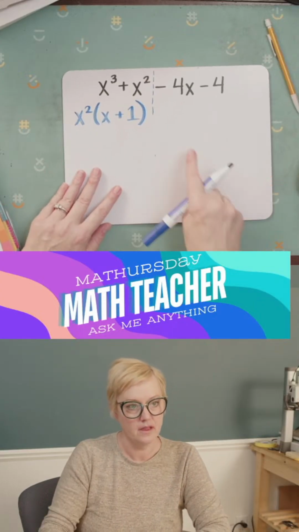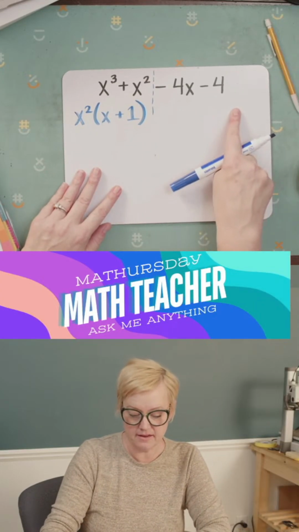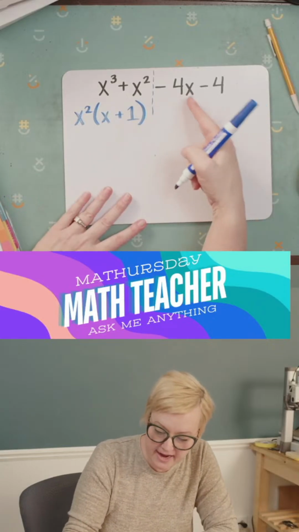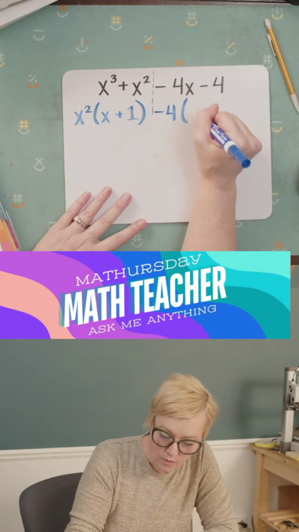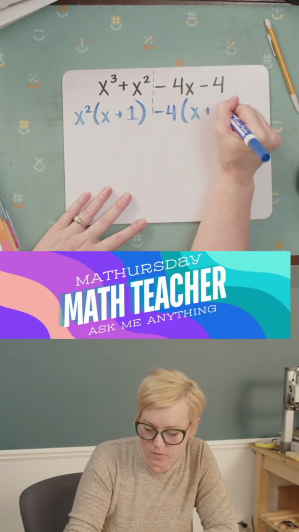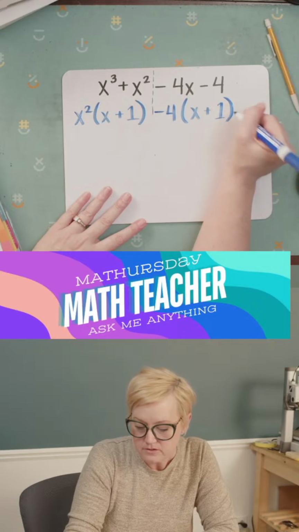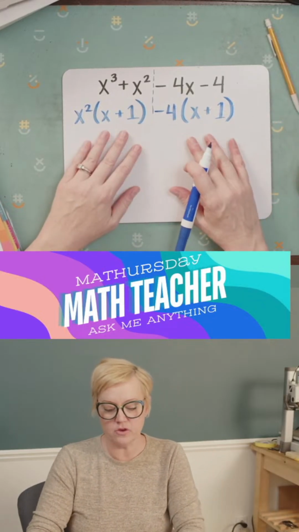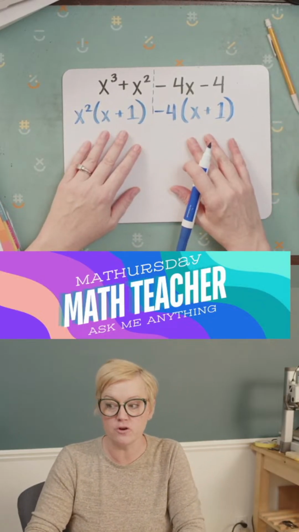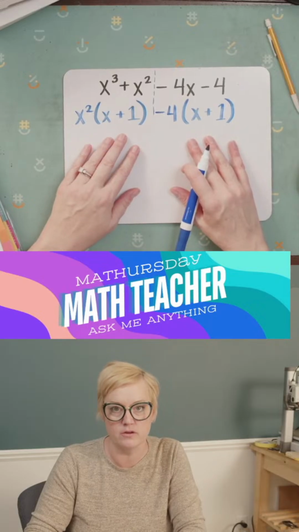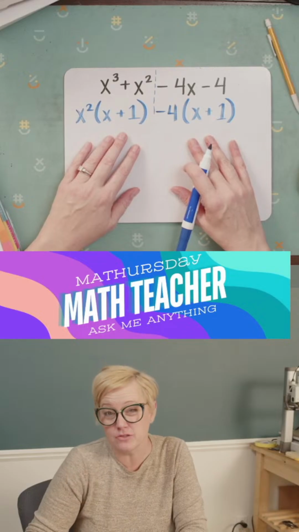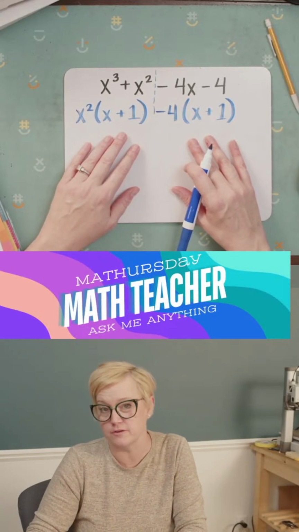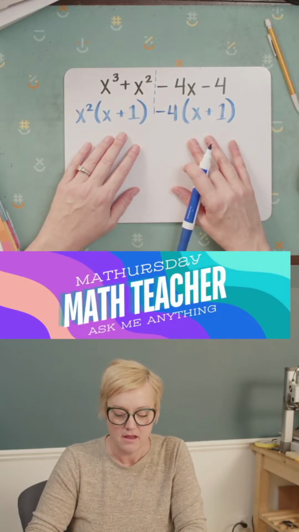Okay. Over on this side, I'm going to take out a negative 4 because they're both divisible by negative 4. And what I'm left with is x plus 1. So factoring by grouping is one that you usually learn when you're first learning how to factor trinomials and polynomials and things like that. So this is something that you may see in middle school or Algebra 1 or your first year of high school math, okay?